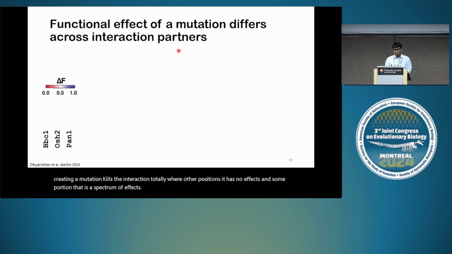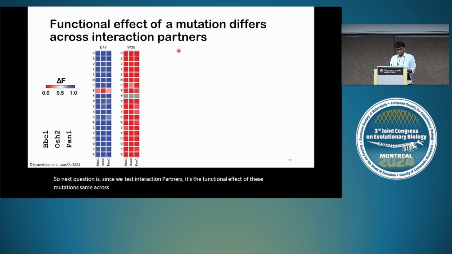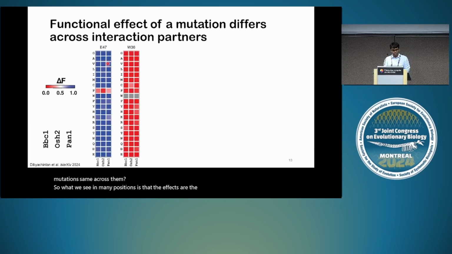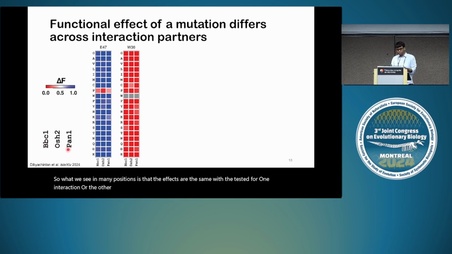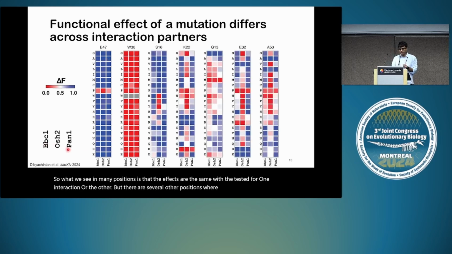So the next question is, since we test various interaction partners, is the functional effect of these mutations the same across them? What we see for many positions is that the effects are the same, whether we test it for one interaction or the other. But there are several other positions where creating the same mutation has a different effect on different protein-protein interactions.